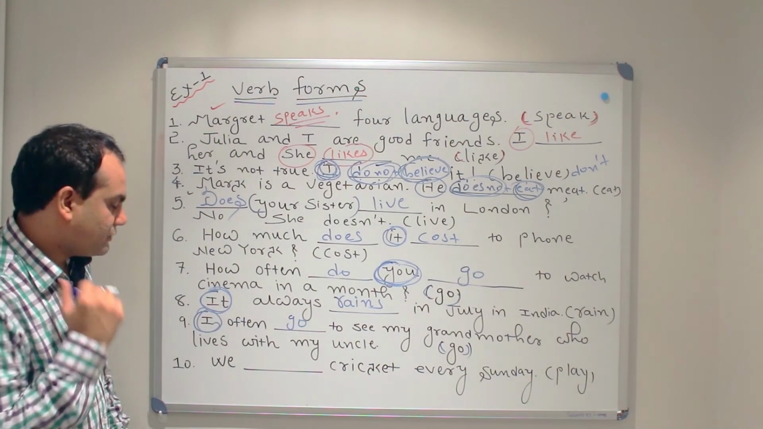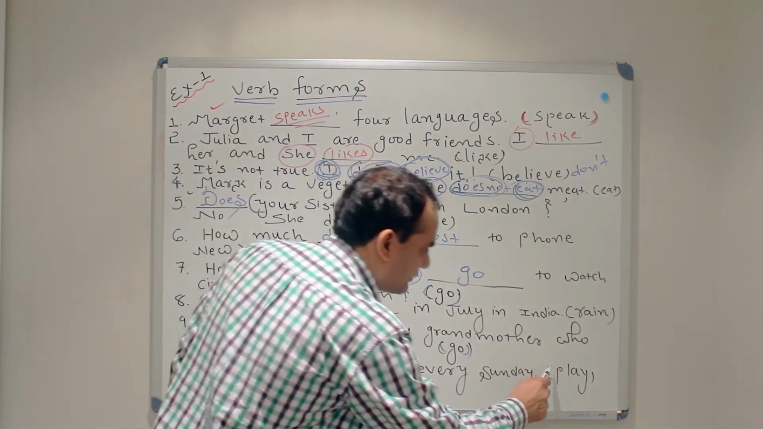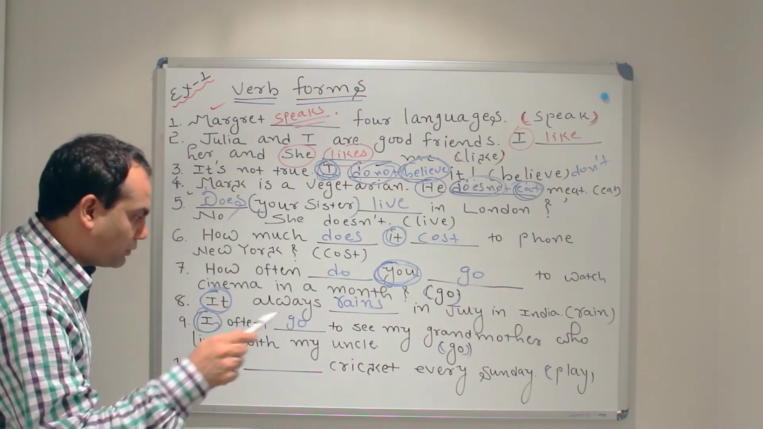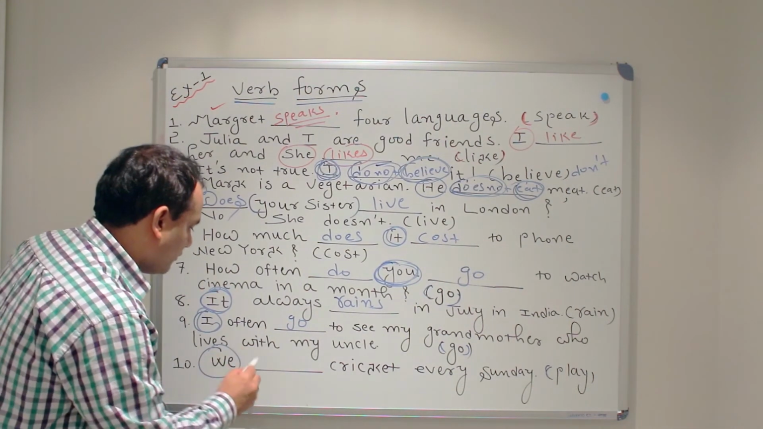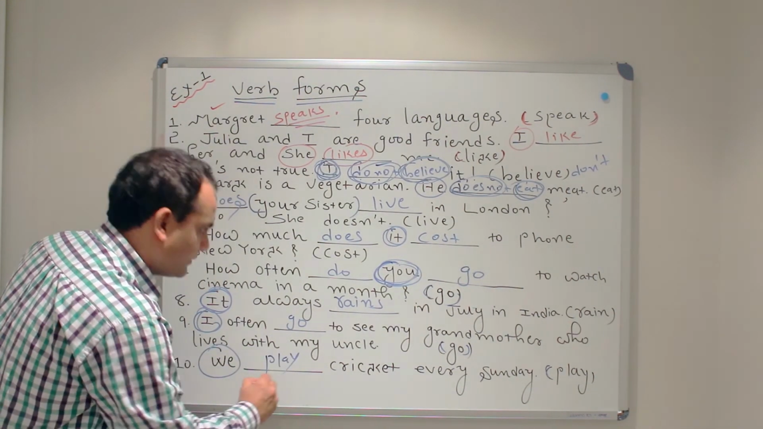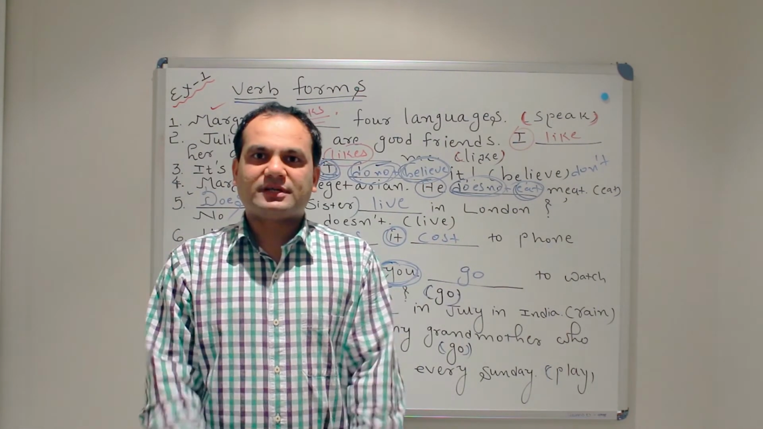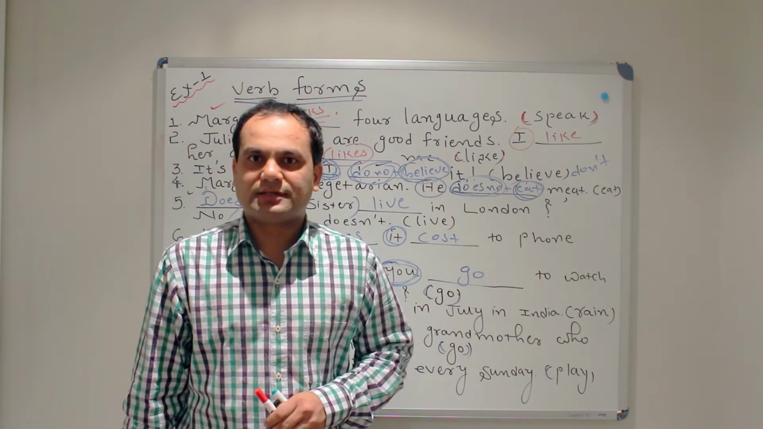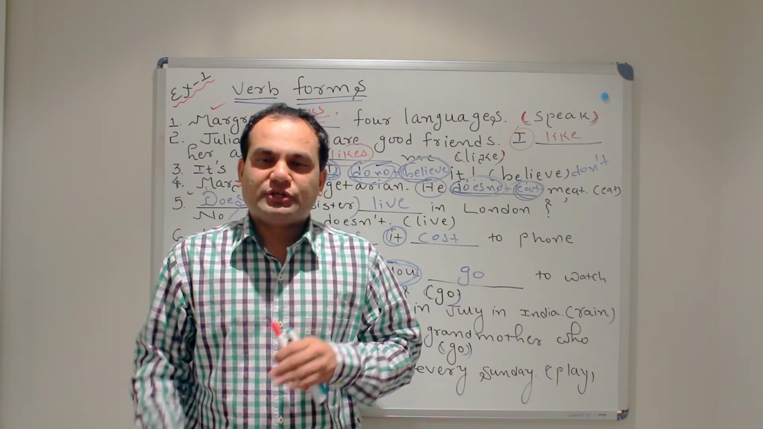And the 10th one is we dash cricket every Sunday. And the verb that we have to use is play. Since we are talking about first person plural, we will only use the main verb. So we play cricket every Sunday. That was the exercise for simple present tense, for simple sentences, questions as well as negative sentences. I hope that would have made the picture clearer in your mind.